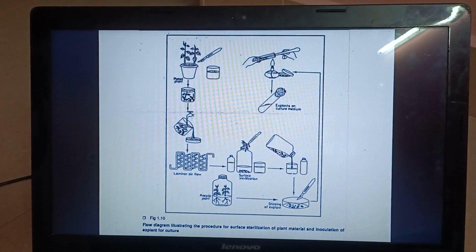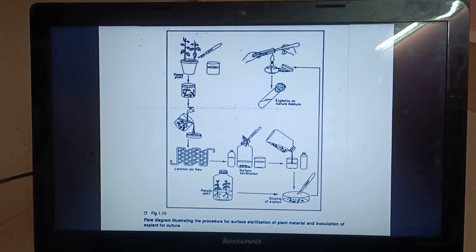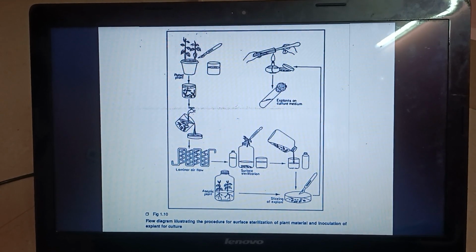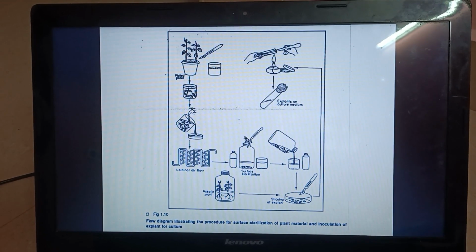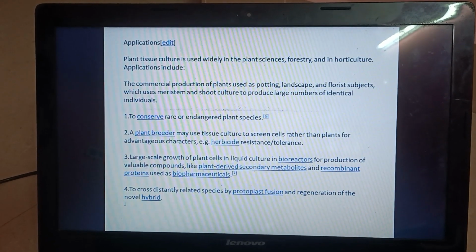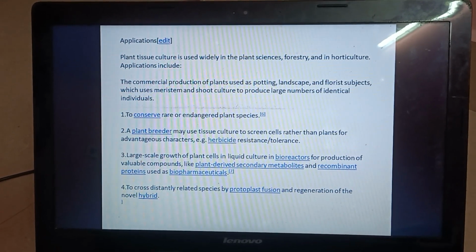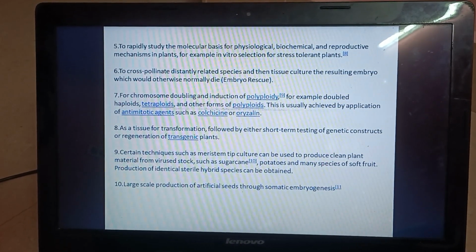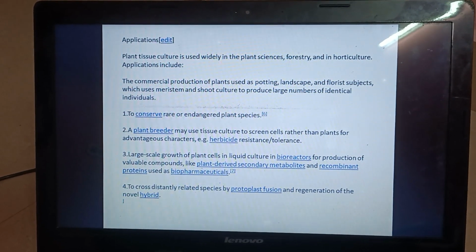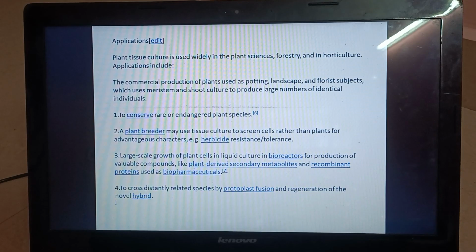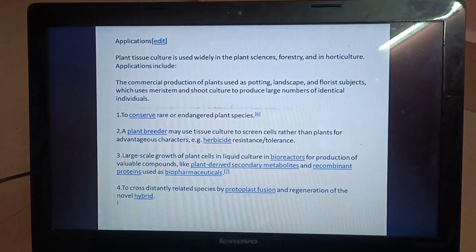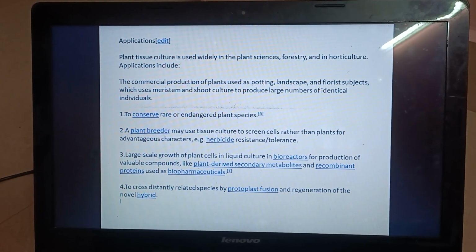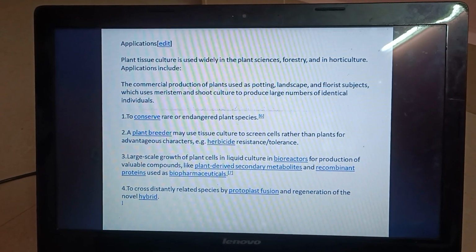So in this class, what we saw, what was explained: the totipotency, what is surface sterilization, what are the basics in plant tissue culture. And these are some applications of doing plant tissue culture. So why do we need to go for plant tissue culture? In the early part of this chapter, I noted that it is to conserve rare and endangered plant species.